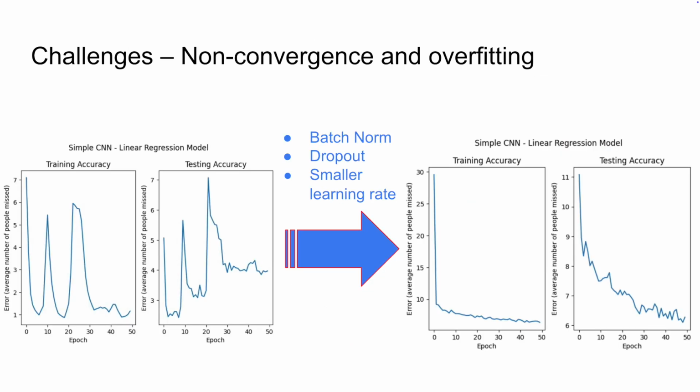While we were training our CNN models, we ran into the problems of non-convergence and overfitting, as you can see from the very unstable training graph on the left. To fix this, we added batch norm layers, dropout layers, and decreased the learning rate in the optimizer.